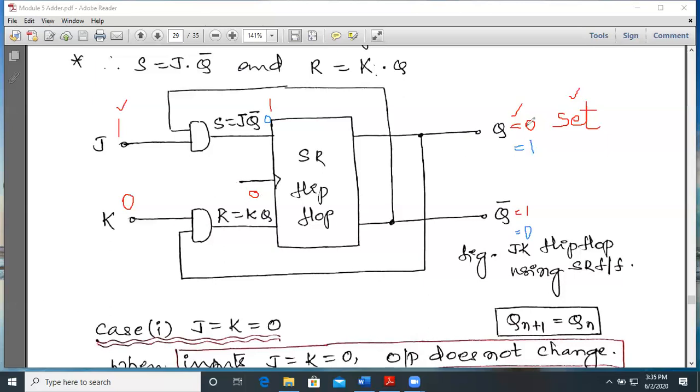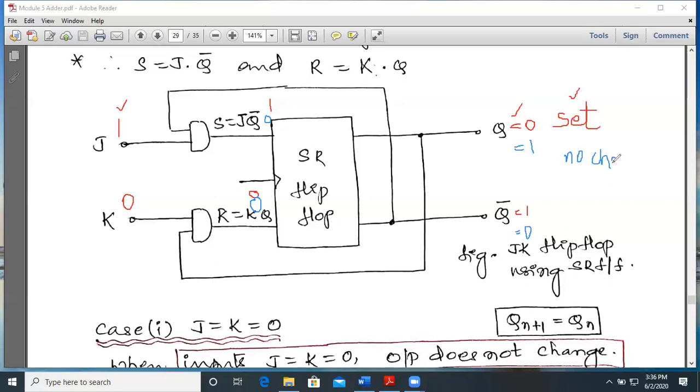So what about R? Here K is 0, Q is 1. Though Q is 1, since K is 0, we are getting R as 0. Now what are the inputs to the SR flip-flop? S is 0 and R is 0. So if S is 0 and R is 0, we are getting the no change condition, is it not?